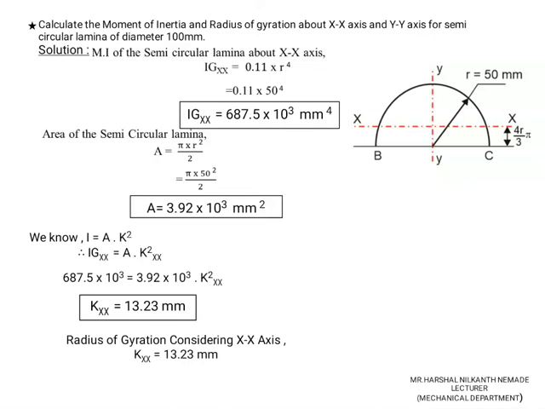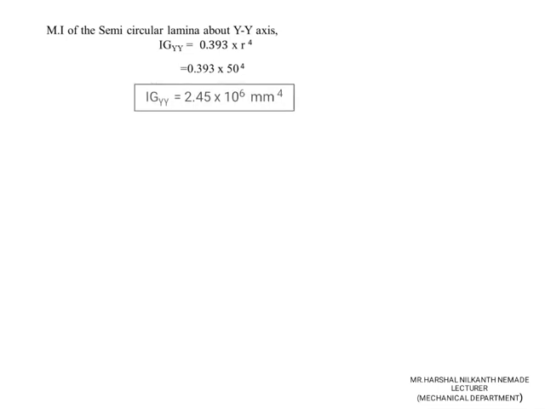This is for kxx. Now, in the same way, we will calculate kyy. Moment of inertia of the semicircular lamina about the y axis, IGYY is equal to 0.393 multiplied by r raised to 4, is equal to 0.393 multiplied by 50 raised to 4. I will get IGYY is equal to 2.45 multiplied by 10 raised to 6 mm raised to 4.